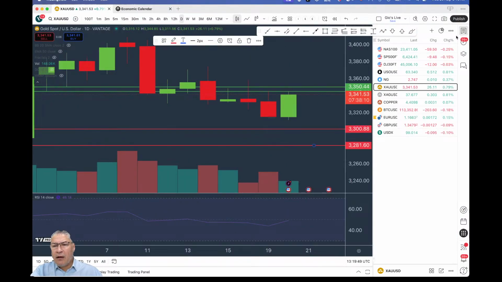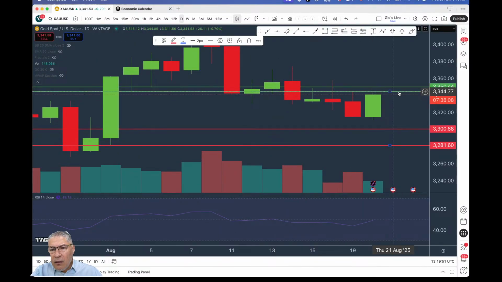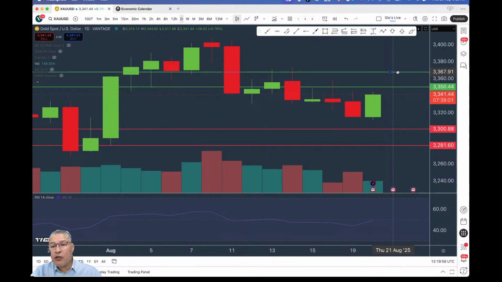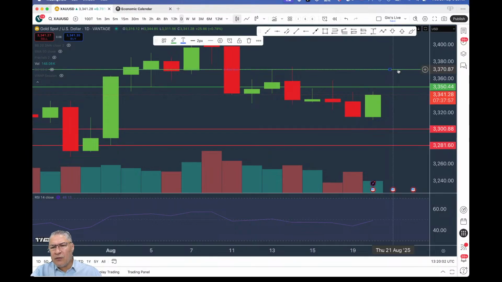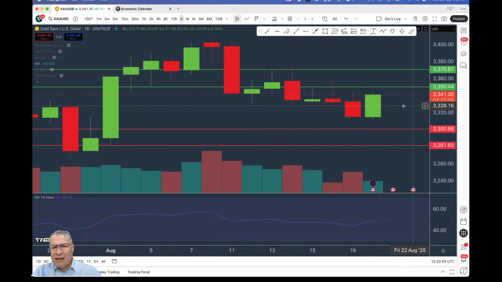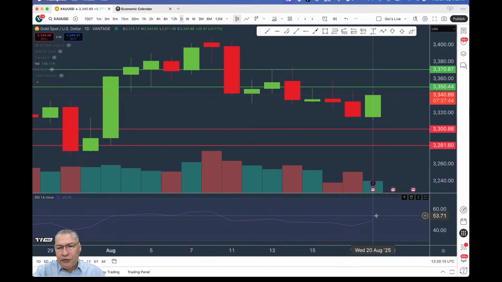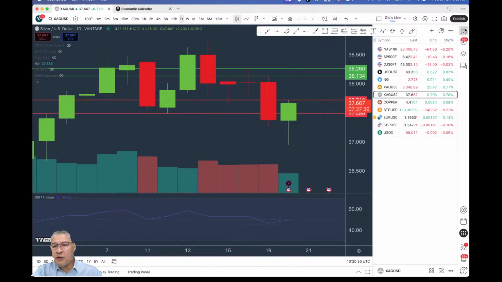But wait a minute, let me do the resistance. So 3350 is a level that has previously been used and it has held. So I'm going to use 3370 as my second level of resistance, and looking for this movement to continue. We want to see the RSI peaking above 50 and continue higher for us to understand that the momentum to the upside is being gained.